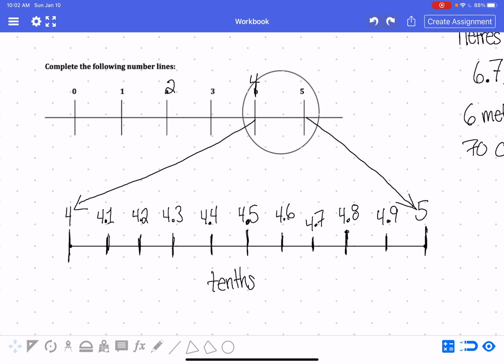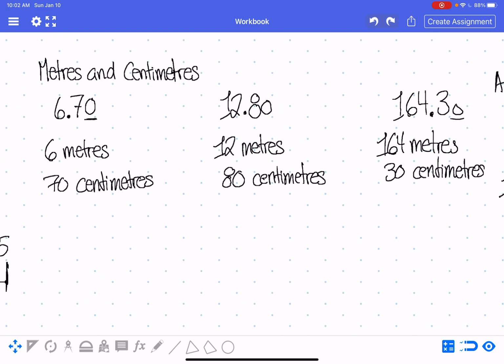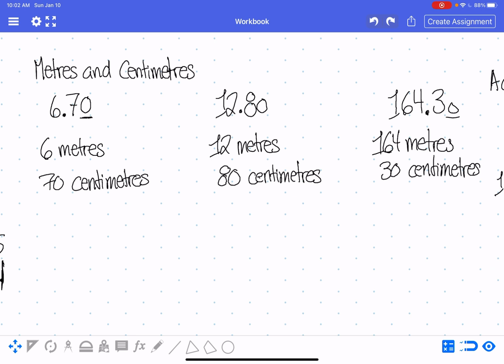And then if I keep going, we talked about how almost all the time in life, nothing measures up exactly to a whole number. Like even if you measure your height, nobody is exactly 1 meter. Nobody's exactly 2 meters. If you remember in class, we put 2 meter sticks together. Most people are somewhere in between 1 and 2 meters. So it's like a decimal, right?